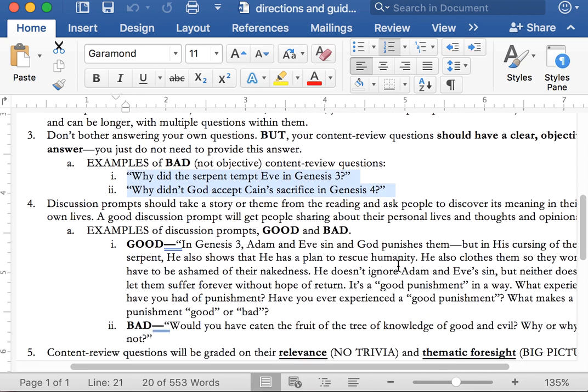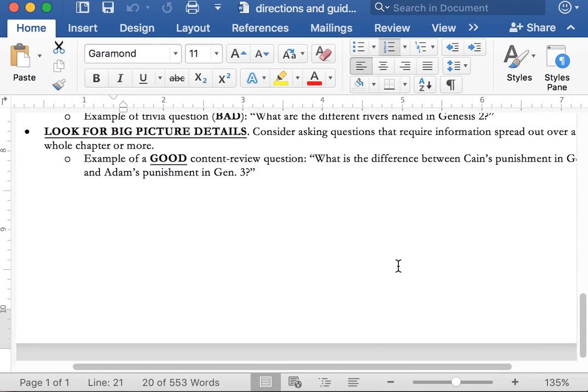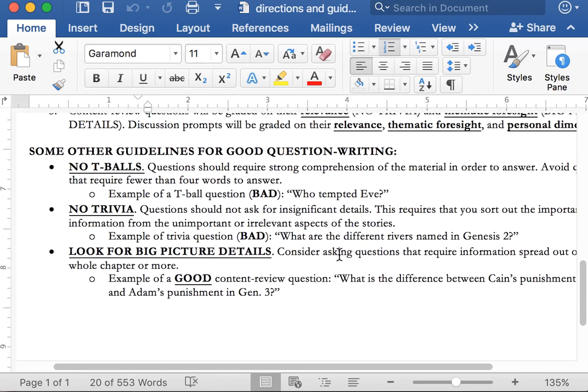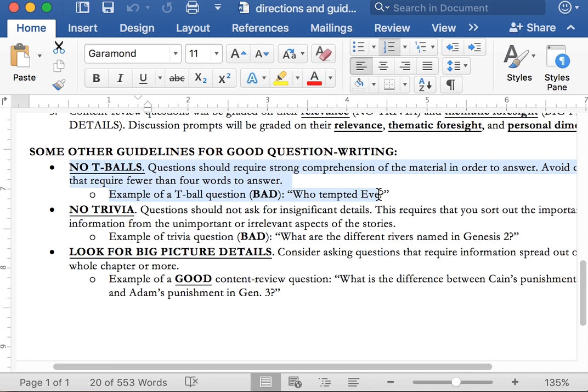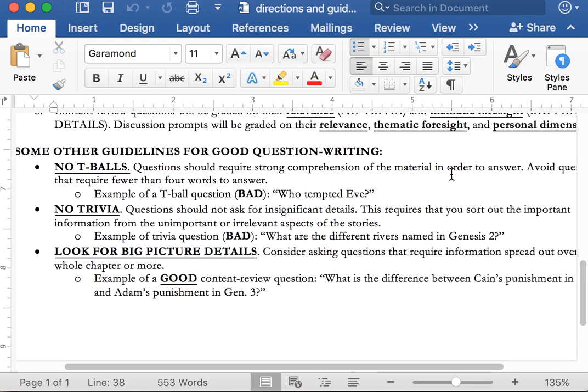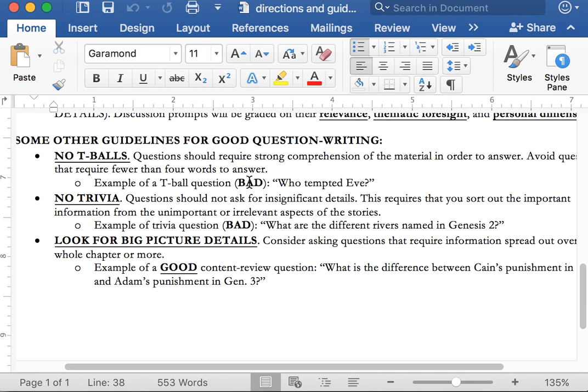So that's what we're going for with content review. I have some guidelines on the bottom too. No T-ball questions. Questions should require strong comprehension of the material in order to answer. Avoid questions that require fewer than 4 words to answer.